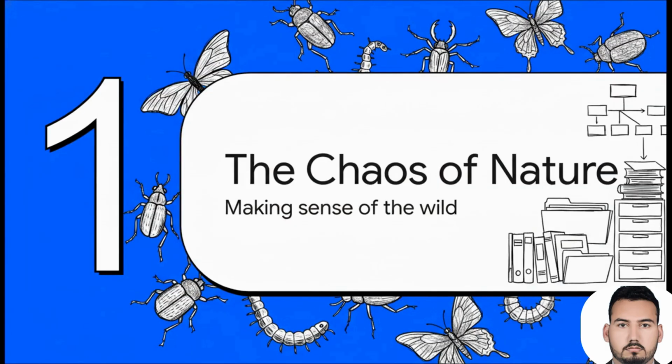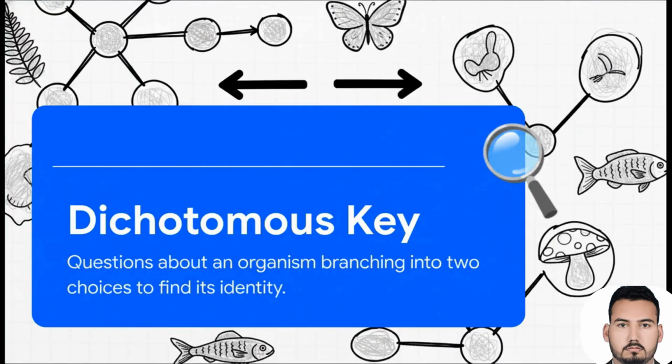All right, part 1. The chaos of nature and making sense of the wild. As scientists looked at the chaotic wild we just saw, they realized centuries ago that they desperately needed an instruction manual to turn a messy, highly diverse ecosystem into a neat, organized filing cabinet. And they invented something absolutely brilliant. They invented the dichotomous key. This is the ultimate tool for our biological detective work.